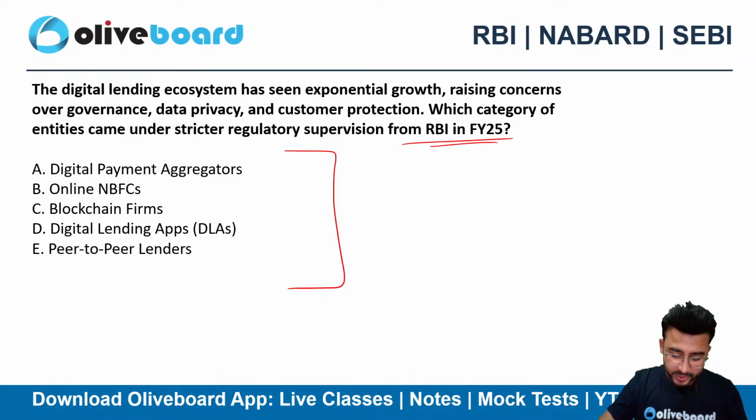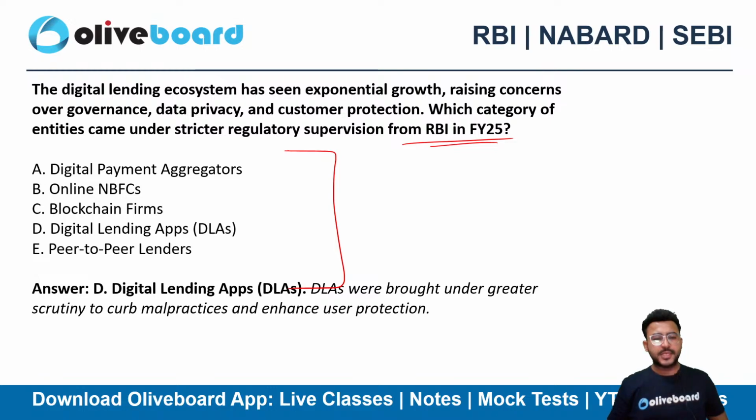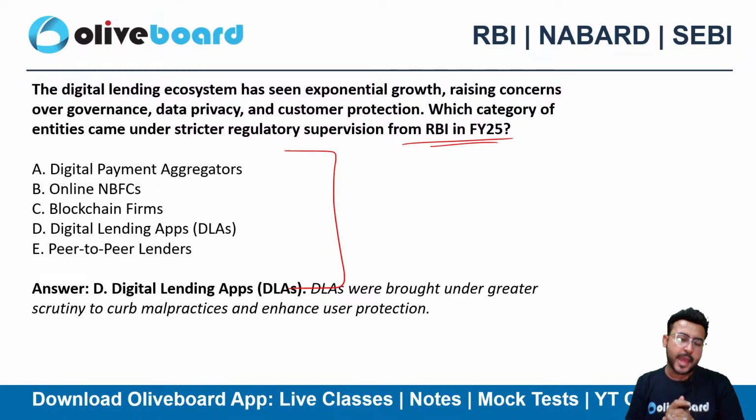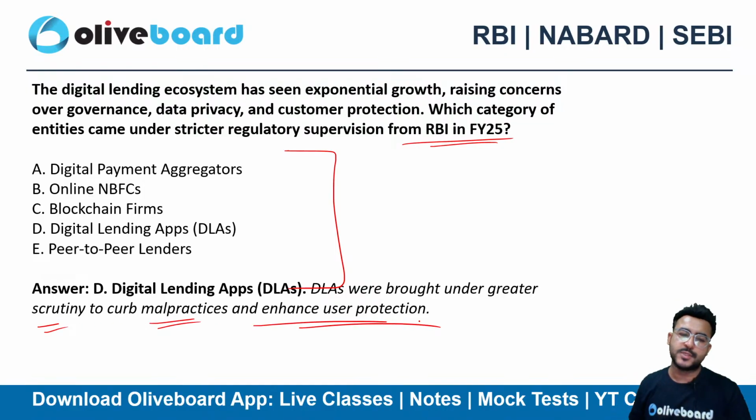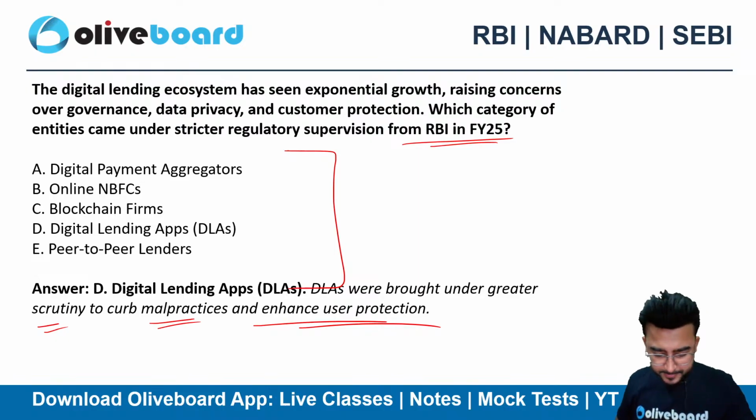Here the correct choice is option D, digital lending apps. Okay, so they were brought under greater scrutiny to curb malpractices and enhance user protection, and that's why we can see a particular circular as well related to the DLS.